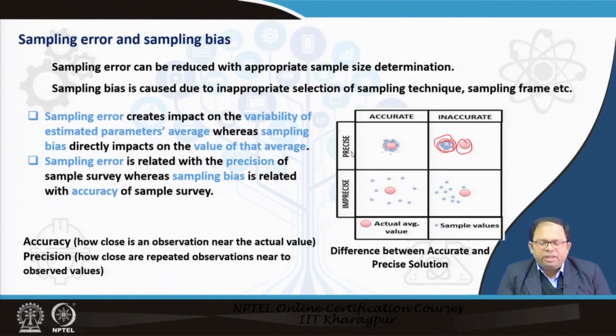And when we talk about precision and imprecision, here we can say that this is both inaccurate as well as imprecise. So we can say that because of sampling error, if we increase the sample size, we will have more number of samples, and then probably the precision will improve.